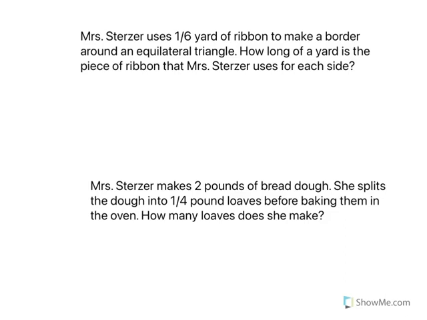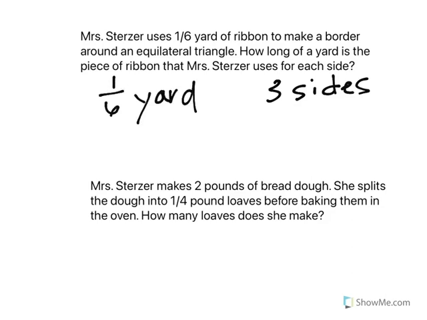So let's take this apart here. First of all, the problem's about Mrs. Sturzer making a border around an equilateral triangle. Well, how many sides does a triangle have? The triangle has 3 sides. Okay, so we know we're dealing with 3 sides here and 1/6 of a yard of ribbon. Okay, what's it asking? Well, it's asking how long a yard is the piece of ribbon that Mrs. Sturzer uses for each side.